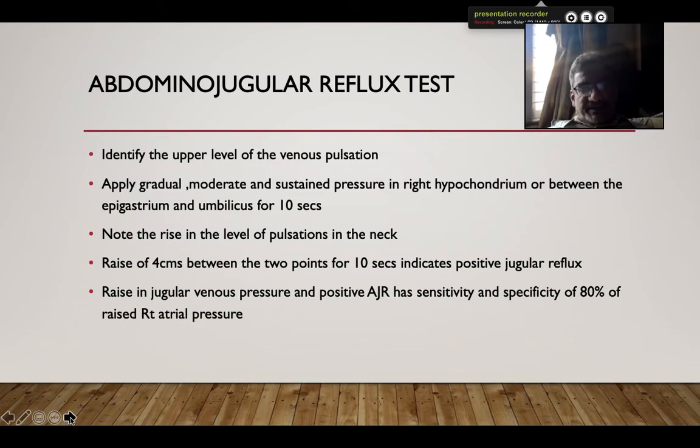An evidence-based medicine fact which is very attractive and very fascinating. Rise in jugular venous pressure and positive AJR has sensitivity and specificity of 80% of raised right atrial pressure.